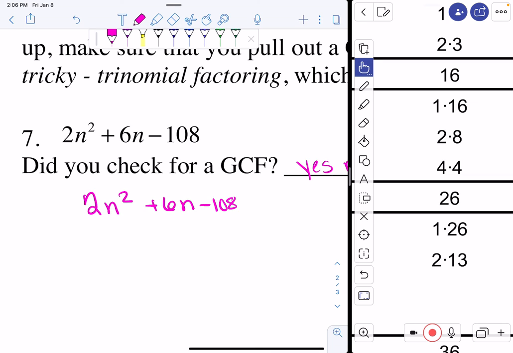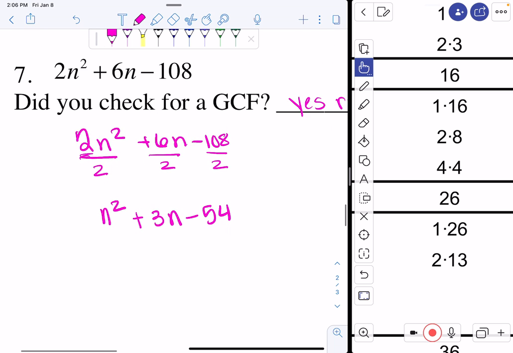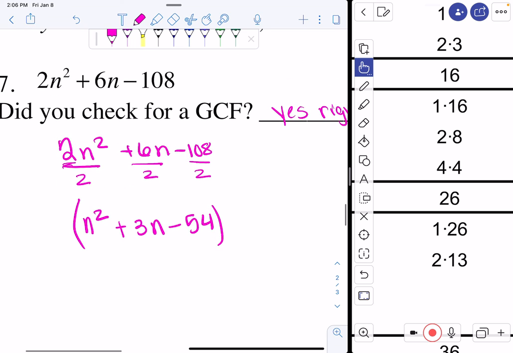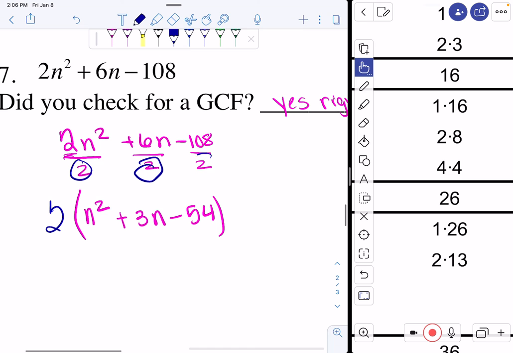I'm giving you the heads up for all these examples. You just look at your leading term and try to divide every single term by it. So I have a 2, I'm going to divide everything by 2. 2 divided by 2 is 1, so I get n squared. 6n divided by 2 is 3n, because 6 divided by 2 is 3. And then 108 divided by 2 is 54, so I get a minus 54. The next thing we're going to do is put this in parentheses, and put our GCF of 2 in front, because we divided every term by 2.